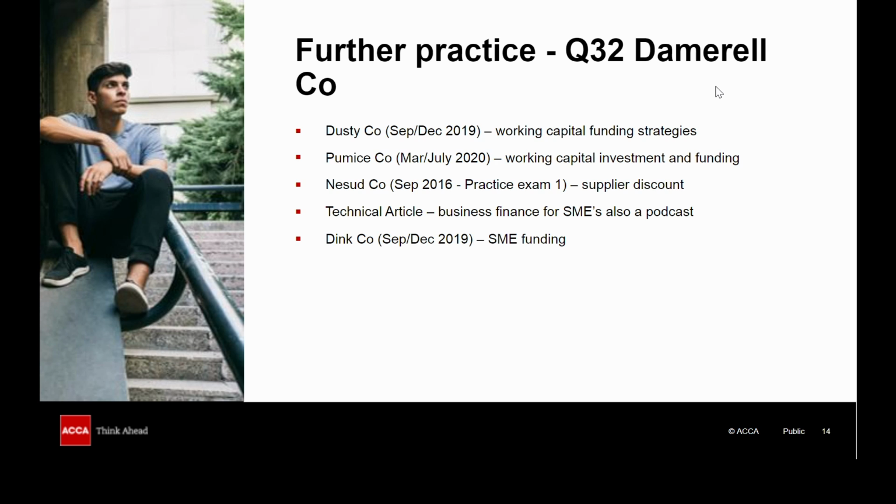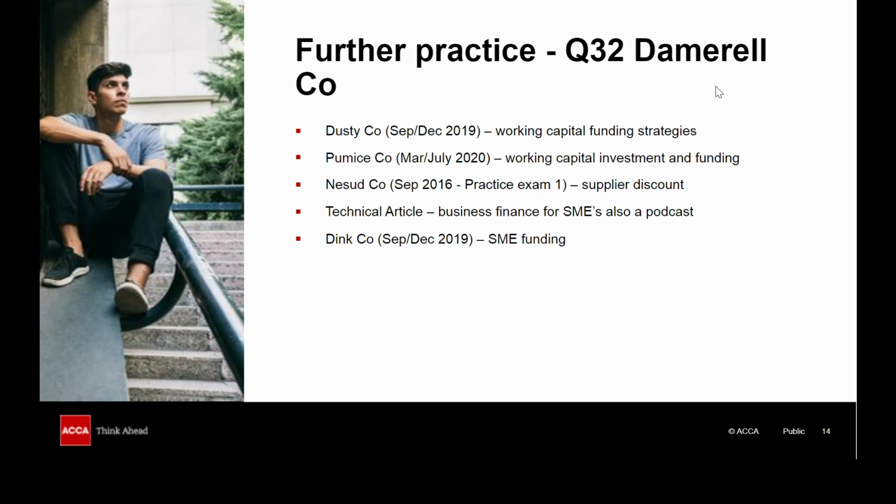So if you're wanting to understand working capital funding strategies and how the questions are asked, you can go and look at Dusty Company, which is in the September-December 2019 sample paper. You've got Pumis Company, which was from March-July 2020, and that one describes working capital investment and funding. And that was one of the questions I was asked. They have similar terminology, but they are described differently. So go and have a look at Pumis Company and you'll understand that in a bit more detail. And then you've got Nasud Company, which is basically a direct copy of this question on the supplier discount side.